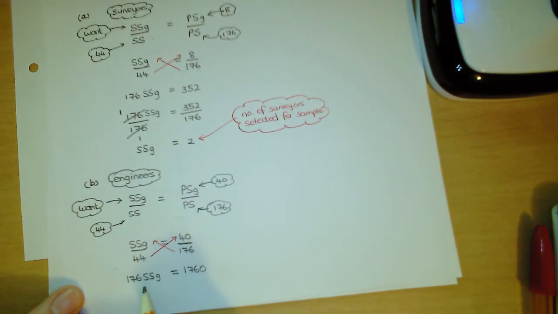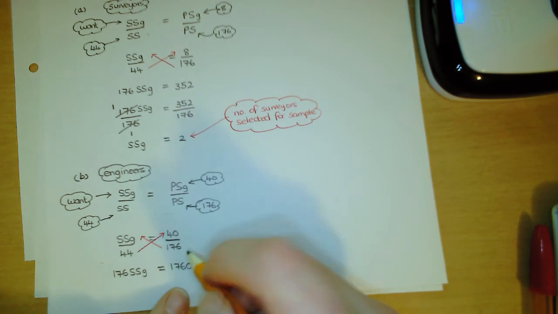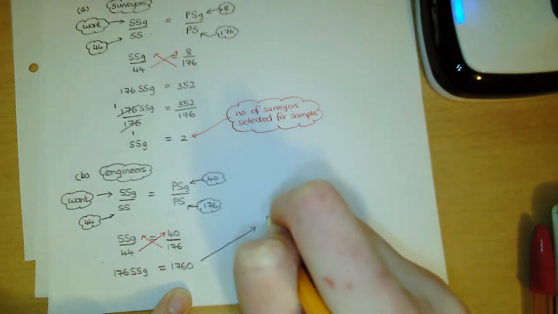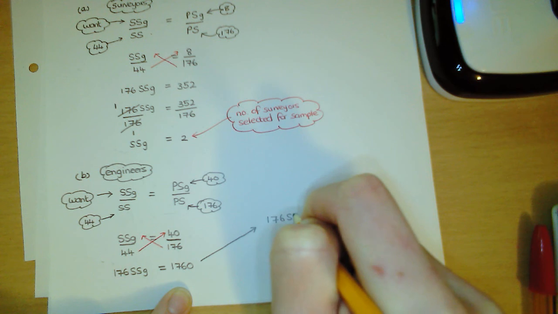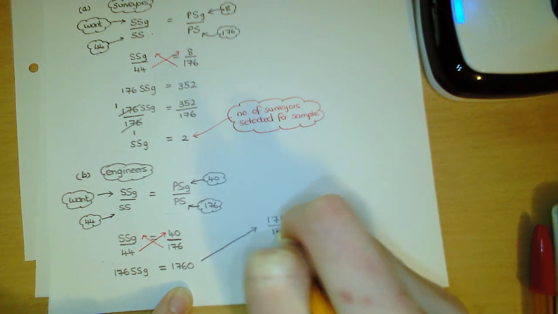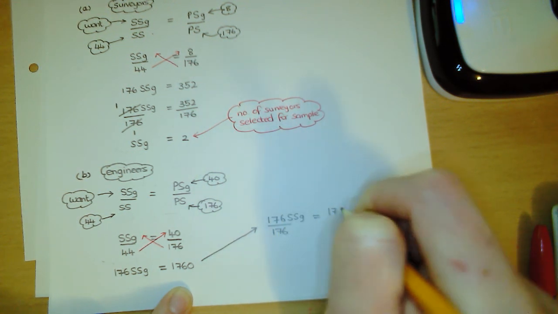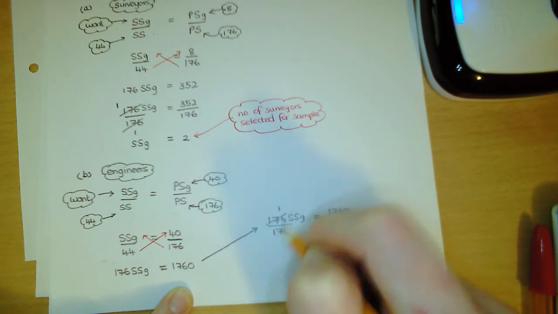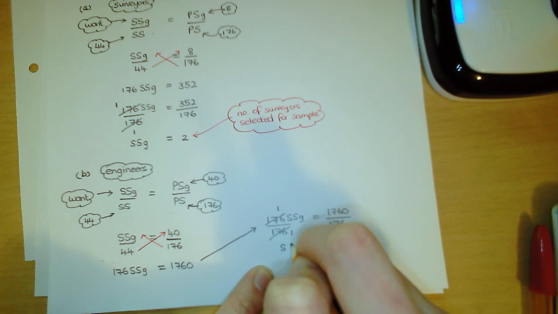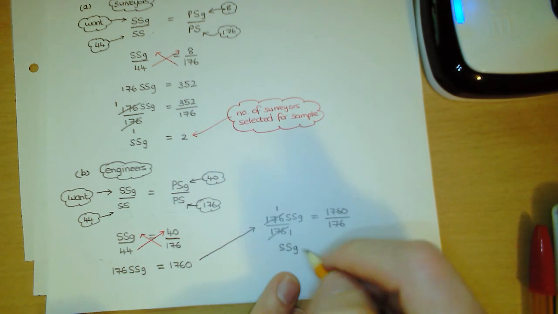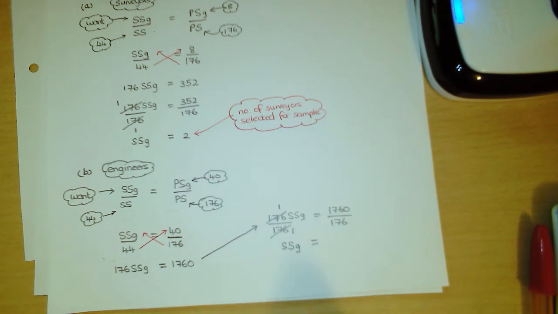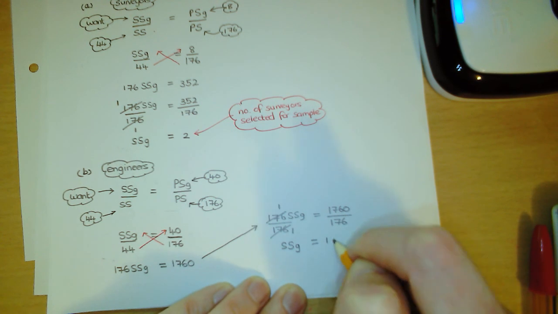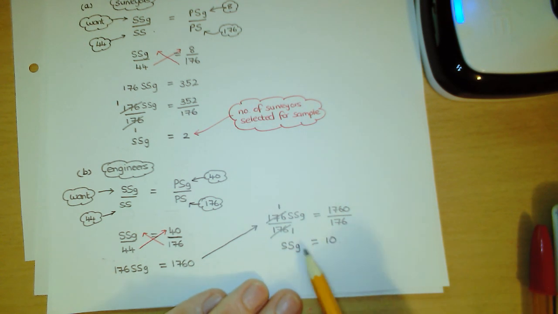That's going to give us 1,760. And then again we're going to divide both sides by the coefficient of SSG. So divide both sides by 176. So 176's cancel over here, and we're left with SSG, the sample size of the engineer group, and then 1,760 divided by 176 will just give us 10. So in other words, we need to select 10 engineers from out of the 40 engineers to go into the sample.